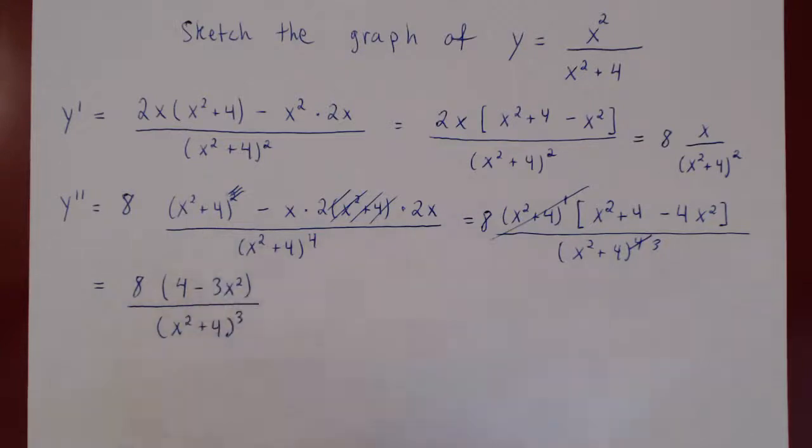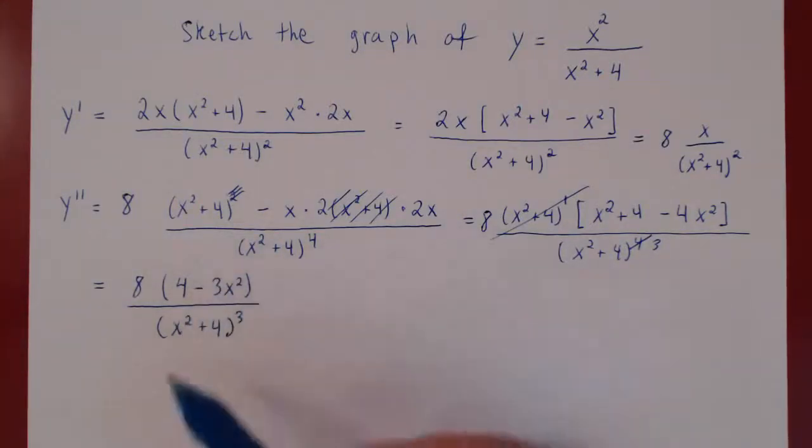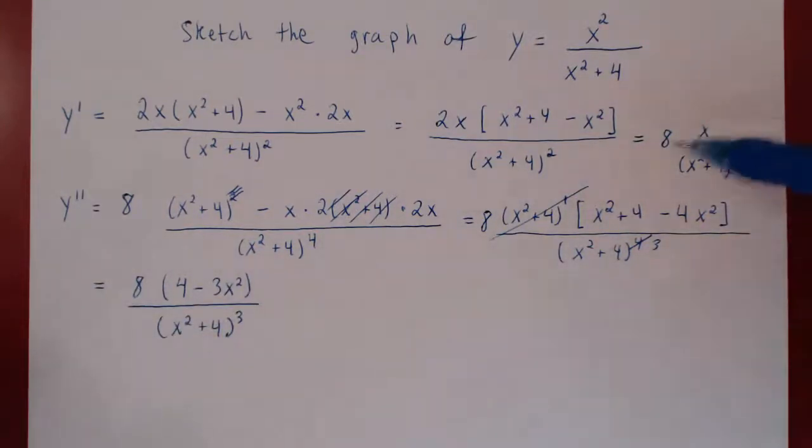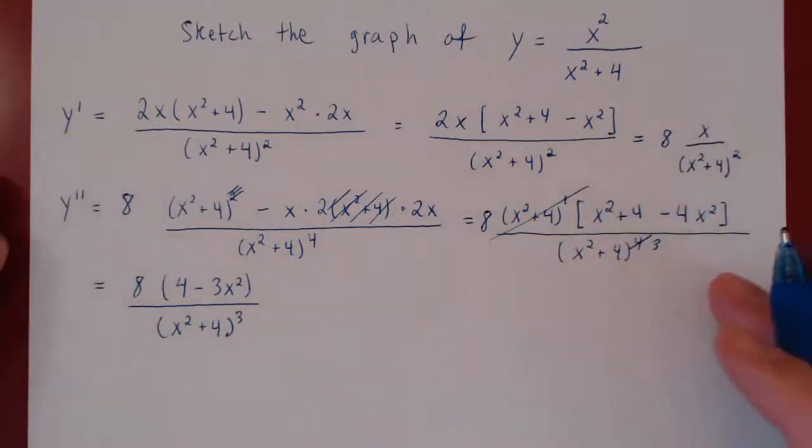Well, we have a quadratic here, but we'll factor this, find the zeros, when we look for our inflection points. So now we have our first and our second derivative simplified, so we're good to go.